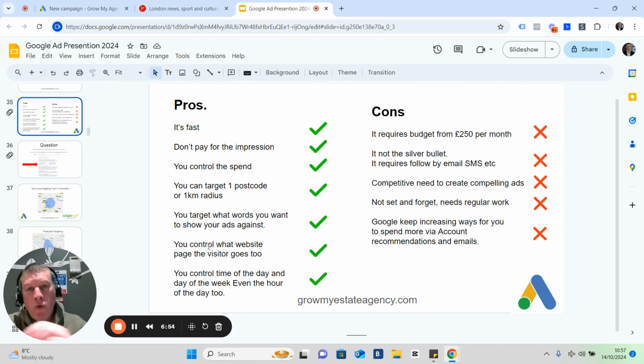You can also control the time of day, so you might only want to show ads between 8 a.m. and 8 p.m. You might not want to show your ads 7 days a week. You might want to turn your ads off on the weekend.